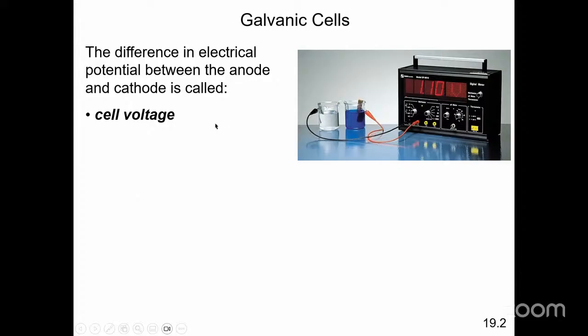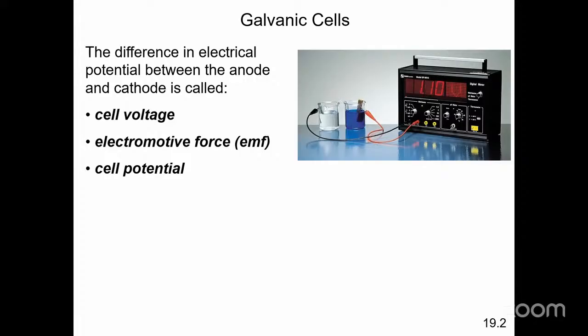And there are different terms that are used to measure or express the difference in potential. It can be called the cell voltage, the electromotive force, or the cell potential, right? The electromotive force, EMF, is a very old term because back in the day, it was thought that electrons are literally forced through the wires. But we now know that not to be true, but the term still remains in some textbooks and literature, right?